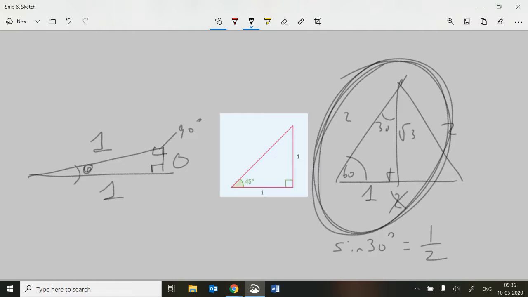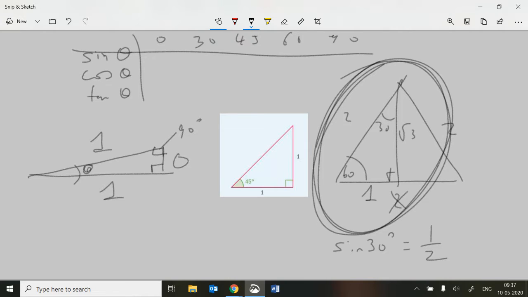So these triangles here will enable you to get your sine of theta, your cosine of theta, and your tan of theta for 0, 30, 45, 60, 90. This would be a nice table for you to make and to have in your books as a reference.